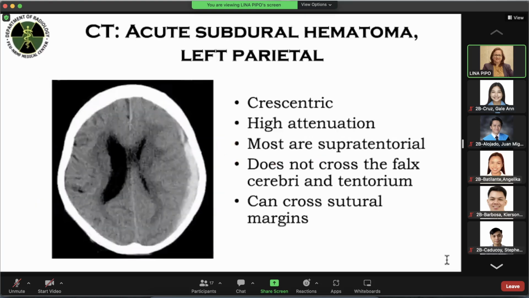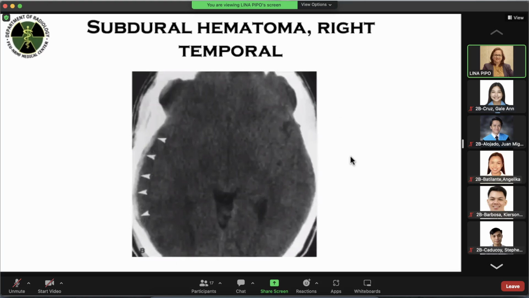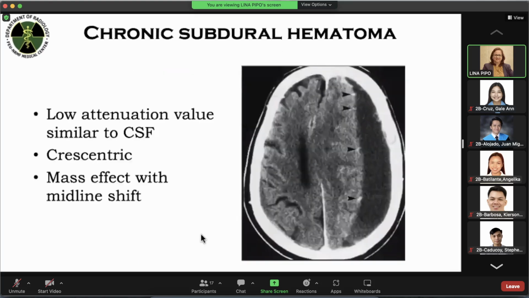So that's their difference. This is an example of acute subdural hematoma in the left parietal lobe in your CT scan, eagle view. Here you can see a crescent shape, high attenuation, that does not cross the falx. So here's the falx. It does not cross the falx and tentorium cerebelli, but it can cross your sutural margin. As you can see, almost the whole left cerebral convexity has a hematoma. This is an example of your subdural hematoma in the right temporal. There is high attenuation, crescent shape, extraaxial collection in the right temporal.